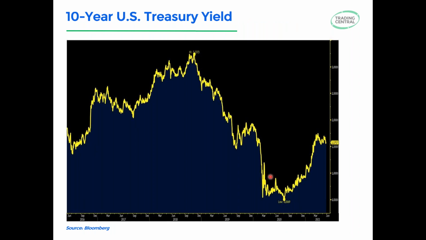Well, before we thought it would jump up to 2%, but it is staying around 1.5, 1.6, something like this. Remember, in 2018, we saw over 3.2% on the 10-year US Treasury yield. So I can say we are still in a very low interest rate environment. Okay, so what is going on?